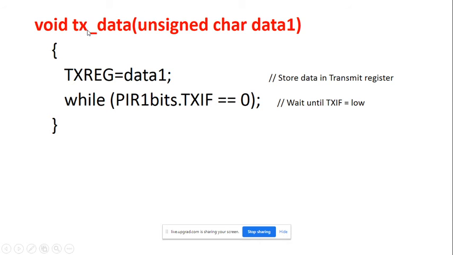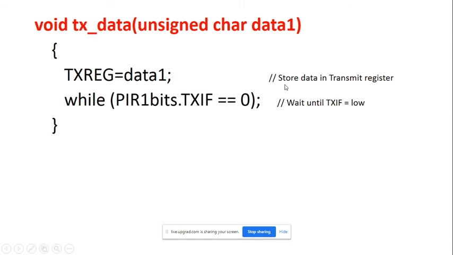Next subroutine is TX data, that is transmit data. Now first, whatever data you want to transmit, first it is placed into which register? TX register. That is data 1, the first data which I want to transmit, I will first place into the TX register. The TX register holds the 8-bit data. Then the 8-bit data is converted into a package and sent one by one through the TX pin as per the baud rate.